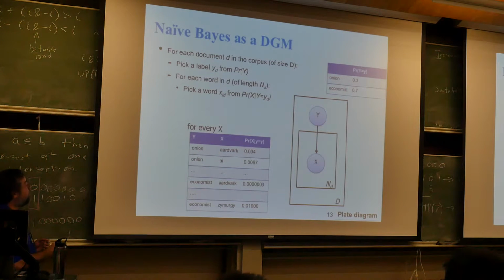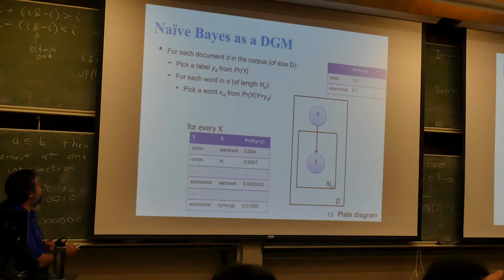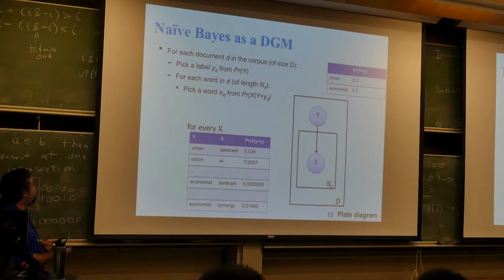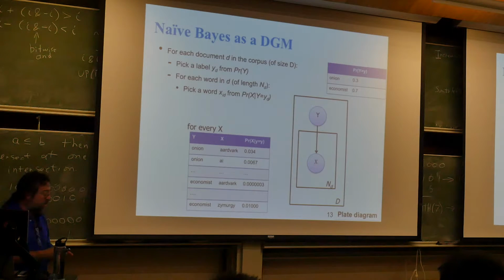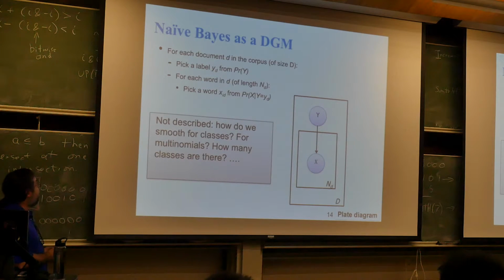The example I used in 601, these are 601 slides, is a problem where you're trying to distinguish fake news from The Onion versus real news from The Economist, which is a serious news source. So that's the classification problem, two classes here. And then for every x, there's a multinomial that tells you the probability of each word given y. So that's what naive Bayes looks like. This is a reasonable way of describing it, but it leaves out a lot of stuff, like how many classes there are, and interesting details like how we do the smoothing.